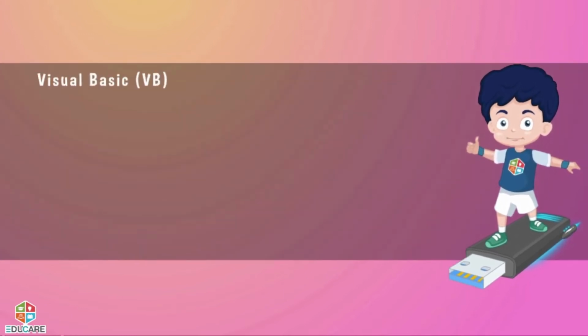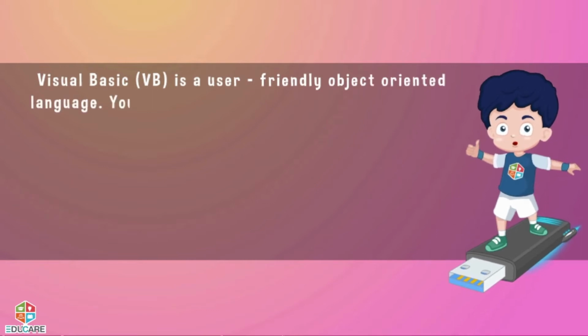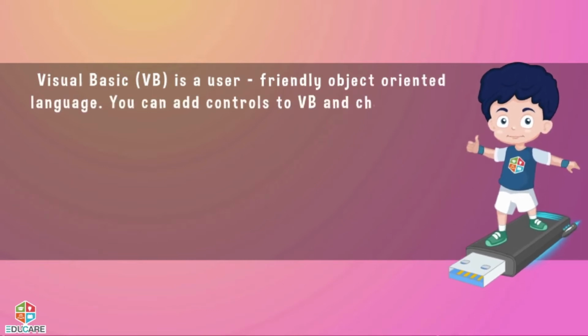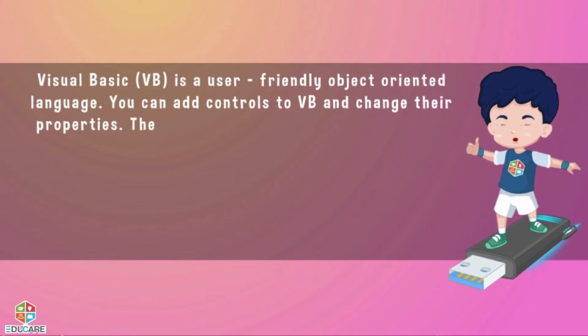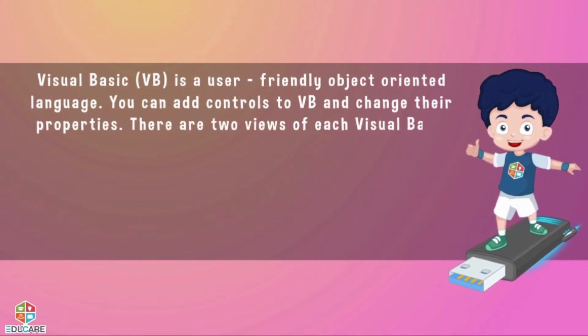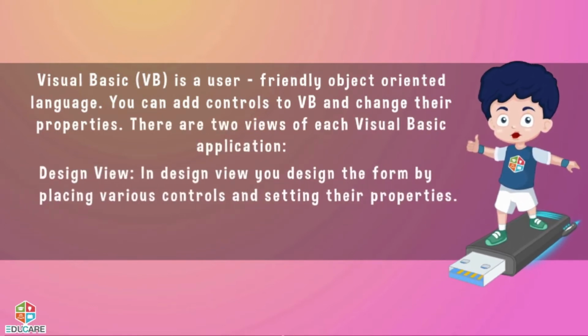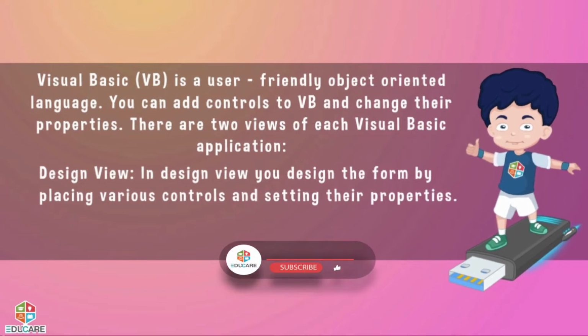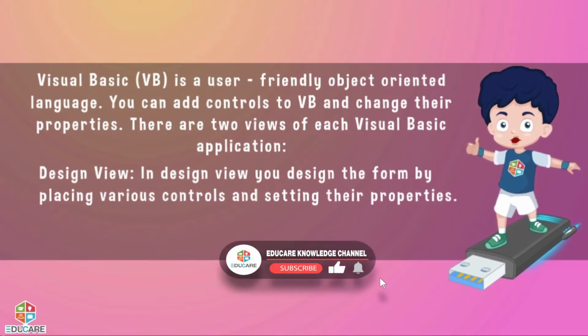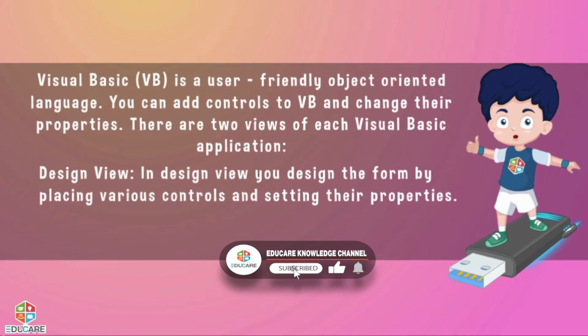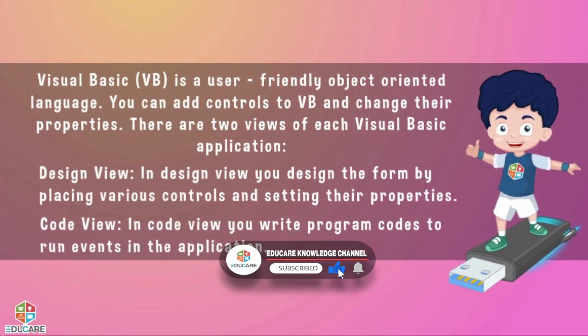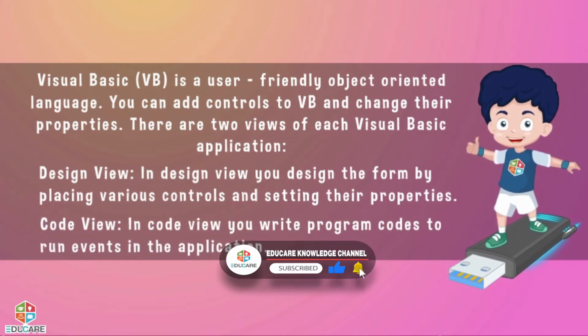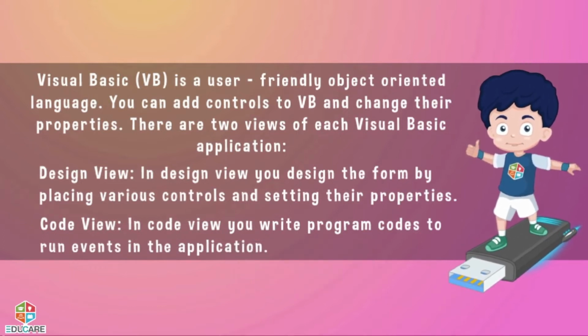Visual Basic, or VB, is a user-friendly object-oriented language. You can add controls to VB and change their properties. There are two views of each Visual Basic application. Design view: in Design view, you design the form by placing various controls and setting their properties. Code view: in Code view, you write program code to run events in the application.